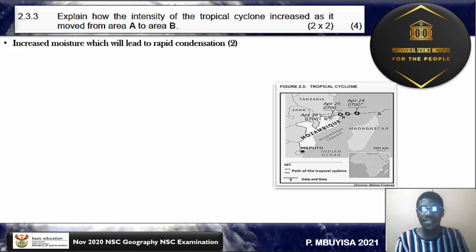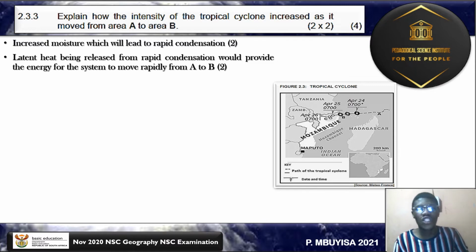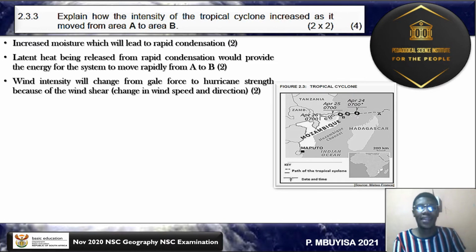So it will be increased because of the moisture that the cyclone is exposed to as it moves over the ocean, and because of rapid condensation as a result. And remember, in the ocean we have latent heat, which is ideal for a tropical cyclone to be cooked or made. So it is released from rapid condensation, and it provides us with energy for the system to move rapidly from area A to B. And again, we think about the intensity of the winds. So we have a change from gale force to hurricane intense winds that move over there.